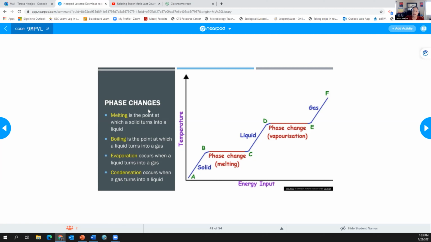Condensation is the opposite. So you have a gas turning into a liquid, and you'll typically see that on a hot summer day, you've got a glass of lemonade, and all of a sudden you start to get water that forms on the outside. That's condensation. So there's literally water in the air, and it's turning into a liquid when it's touching that cold glass.